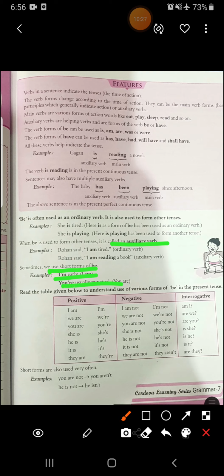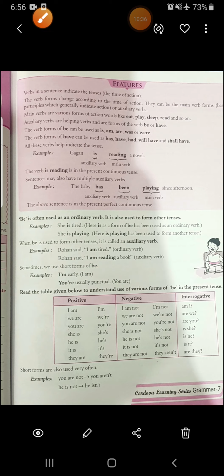Okay. Now sometimes we use short forms of be, like I am early, I'm, that's the short form. You're, you use these things. Now see here the positive and negative and interrogative, like they are written in short forms. Alright, that's nothing that important. Now see, if you have understood all the forms of be and have, then quickly do this exercise B.